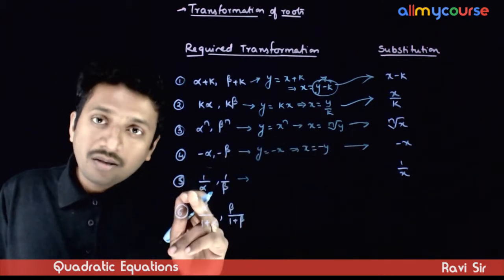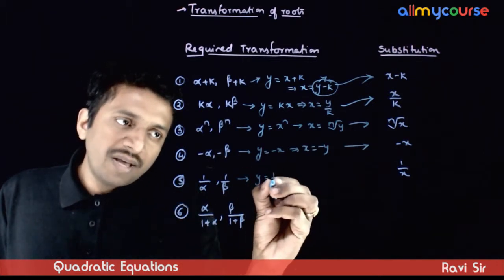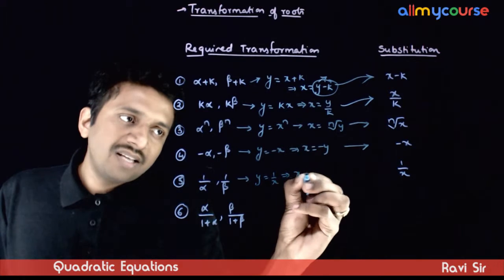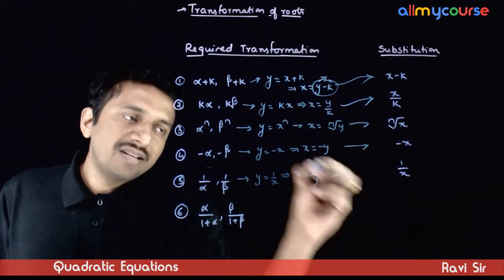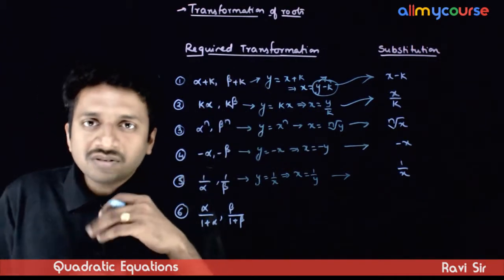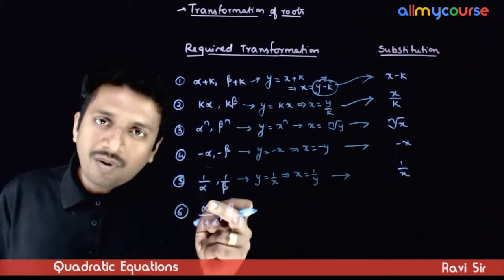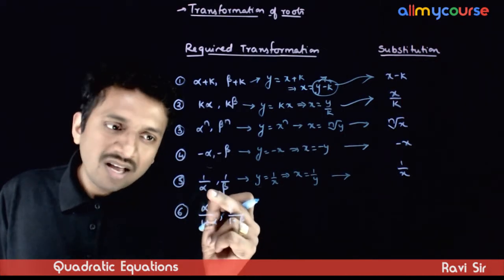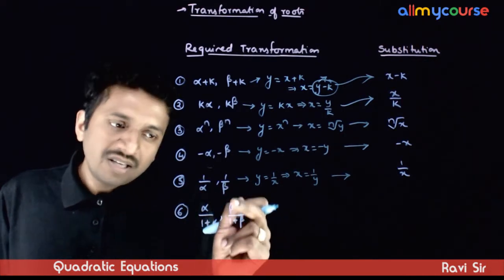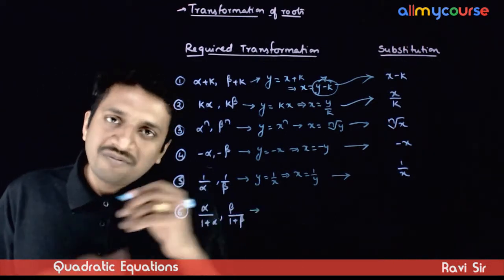Similarly, if you want the reciprocal roots, so y is equal to 1 by x implies x is equal to 1 by y. So that's the required transformation. These are the standard transformations. You can also have some complicated transformations. For example, if you want an equation whose roots are alpha by 1 plus alpha and beta by 1 plus beta. So the process is again straightforward.